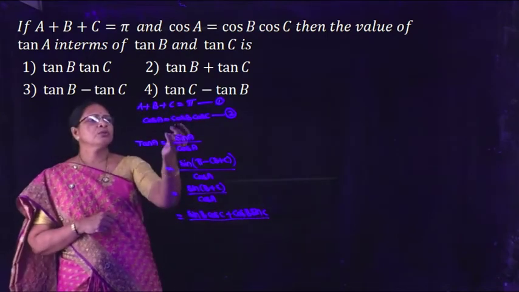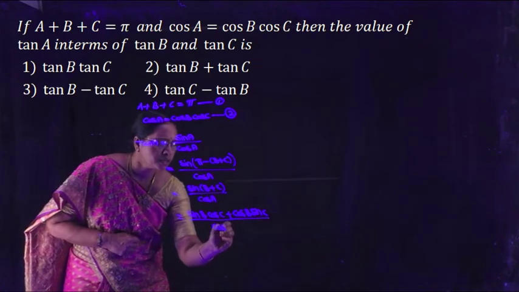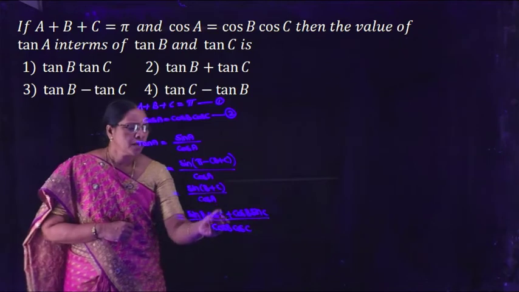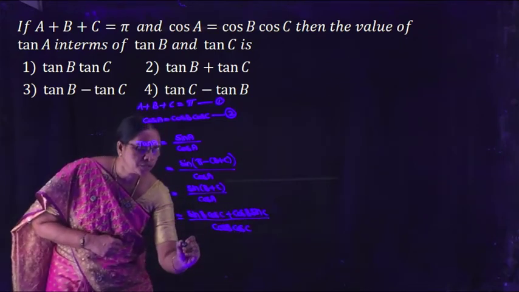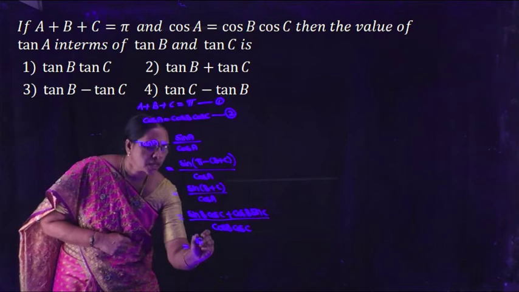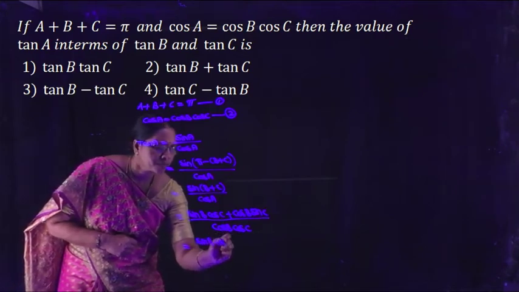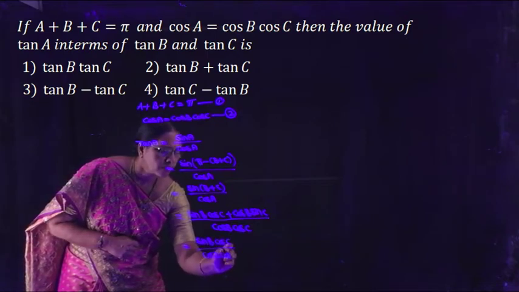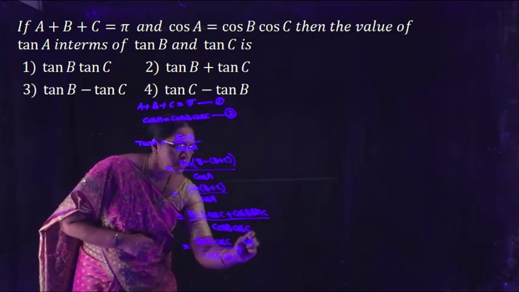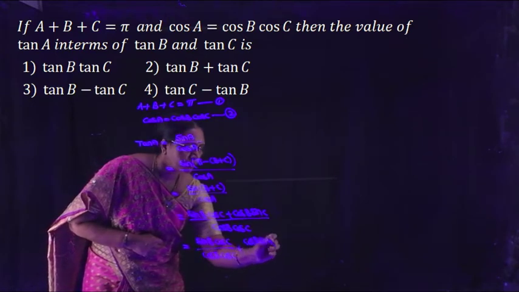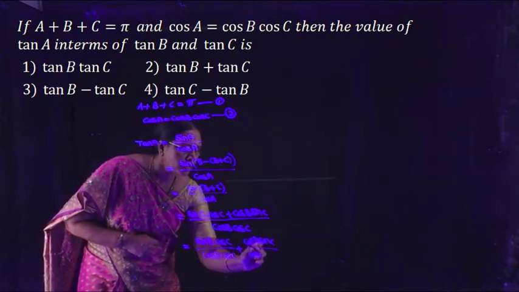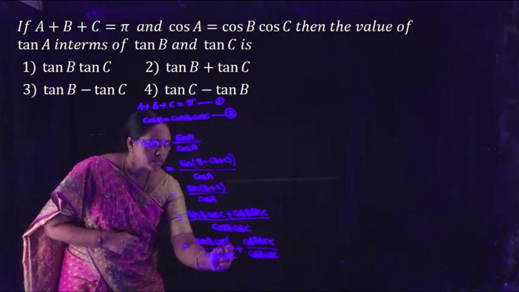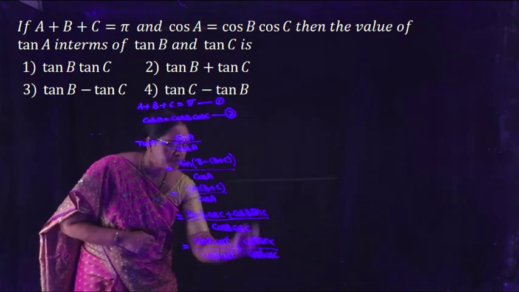From equation 2, cos A is cos B cos C. Divide the numerator with cos B into cos C. We have sin B cos C by cos B cos C plus cos B sin C by cos B cos C. Here cos C gets cancelled. Here cos B gets cancelled.